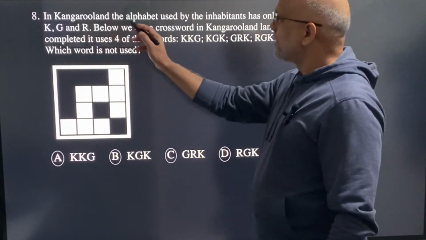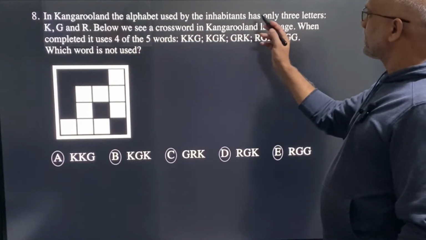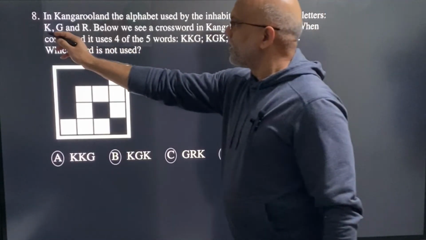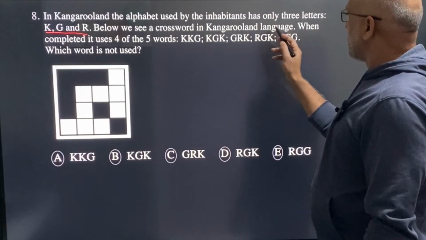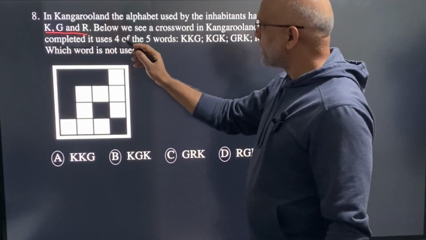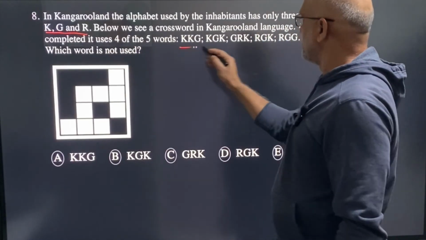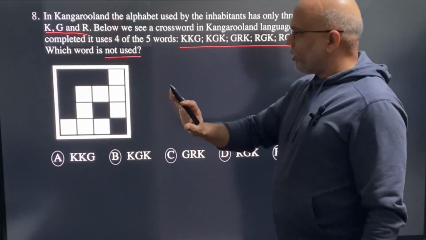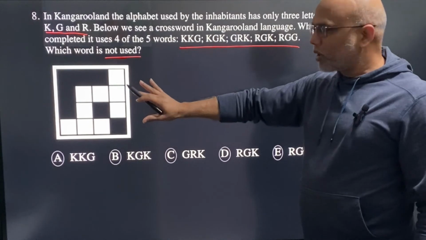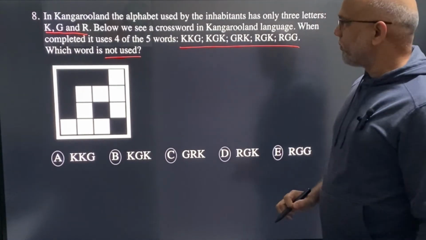In Kangarooland, the alphabet used by the inhabitants has only 3 letters, K, G, and R. Below we see a crossword in Kangarooland language. When completed, it uses 4 of the 5 words. Which word is not used? So this is a small crossword puzzle. We can just try to solve it.